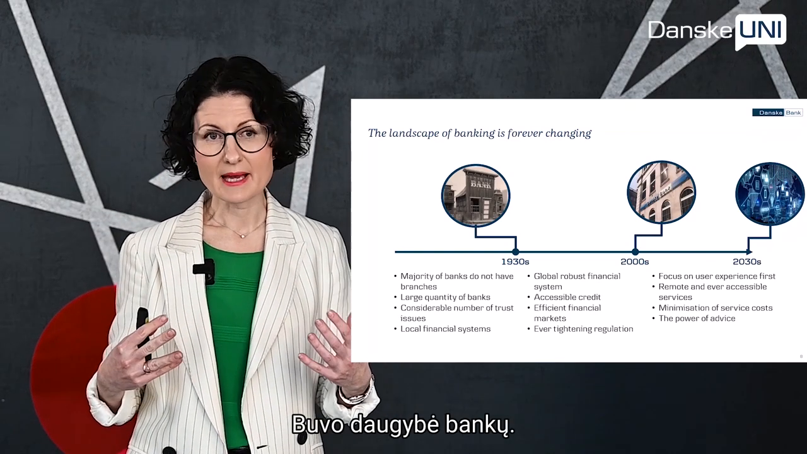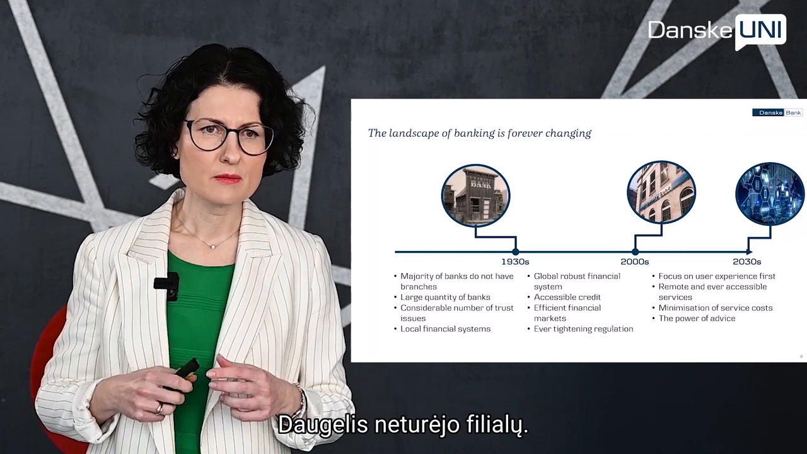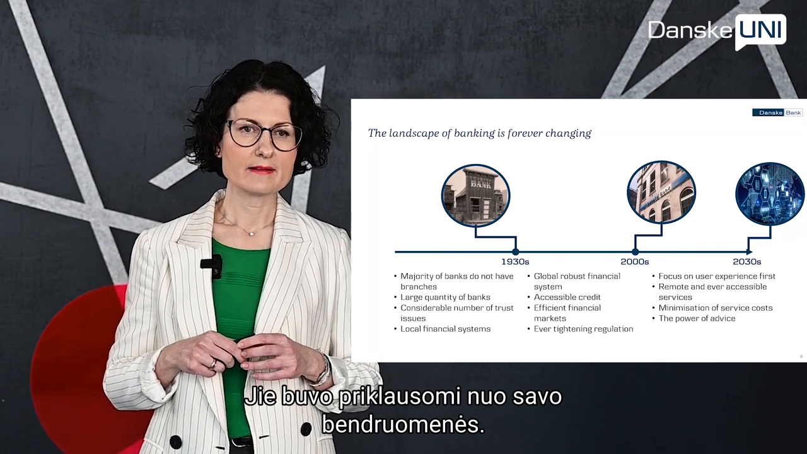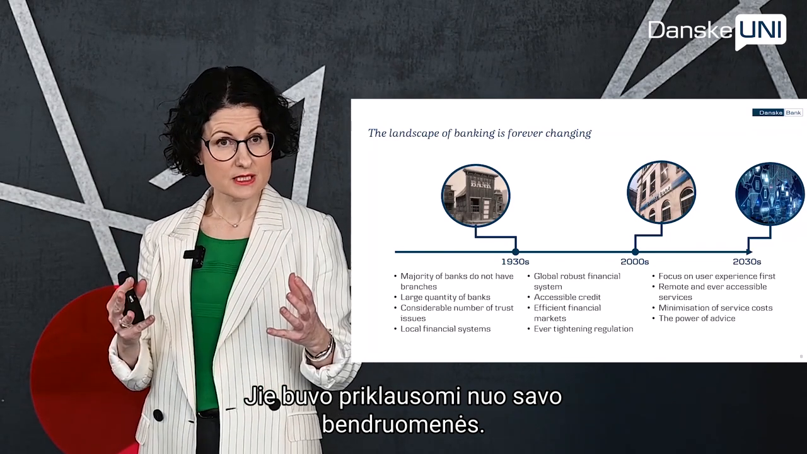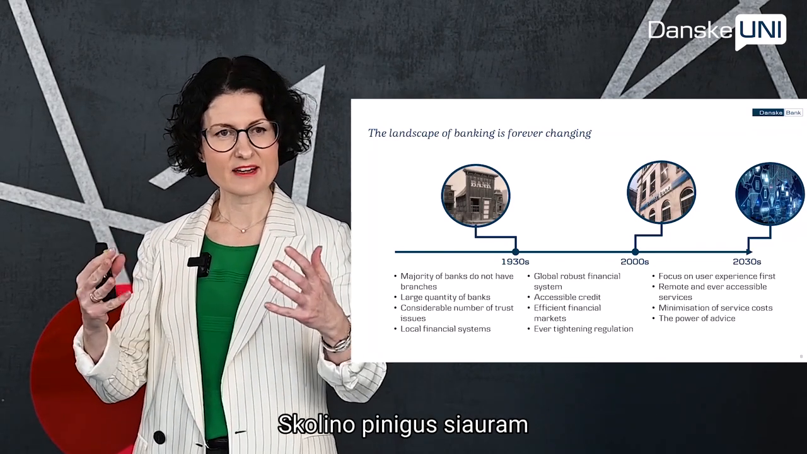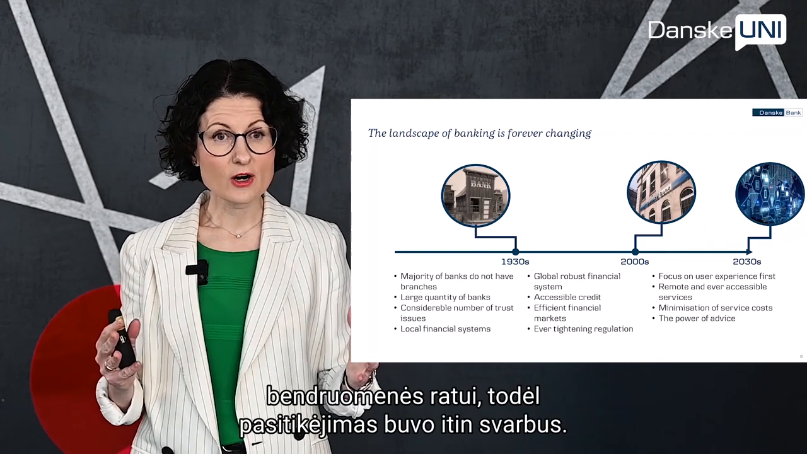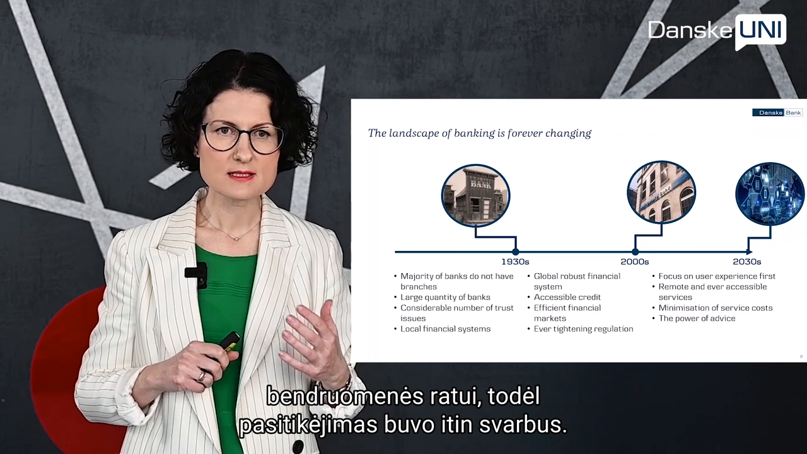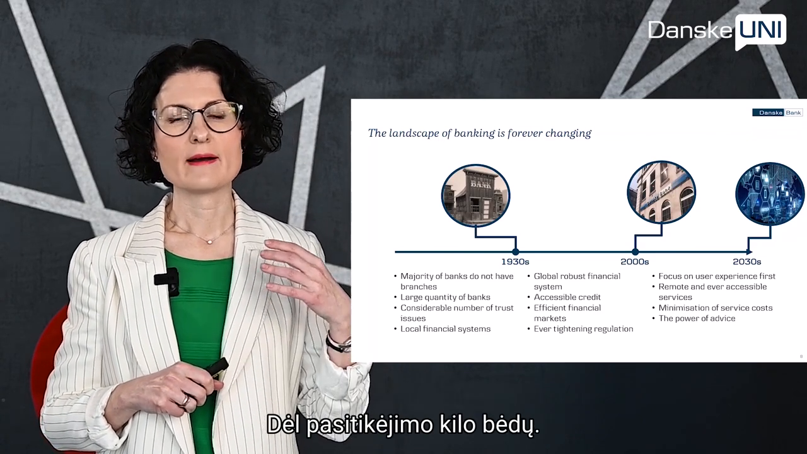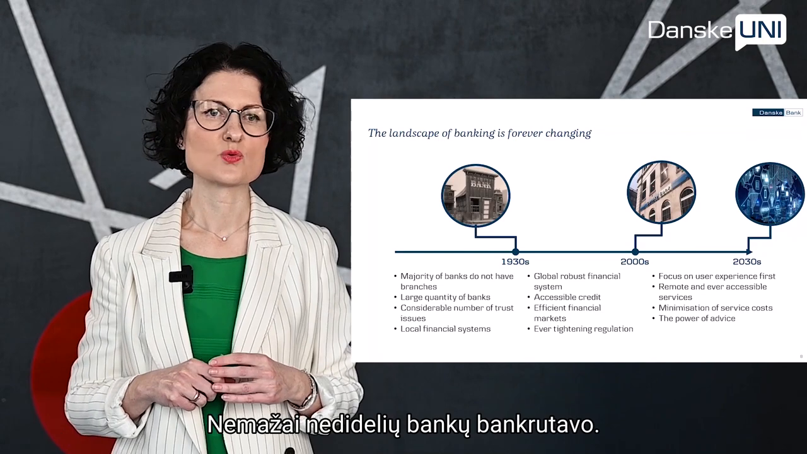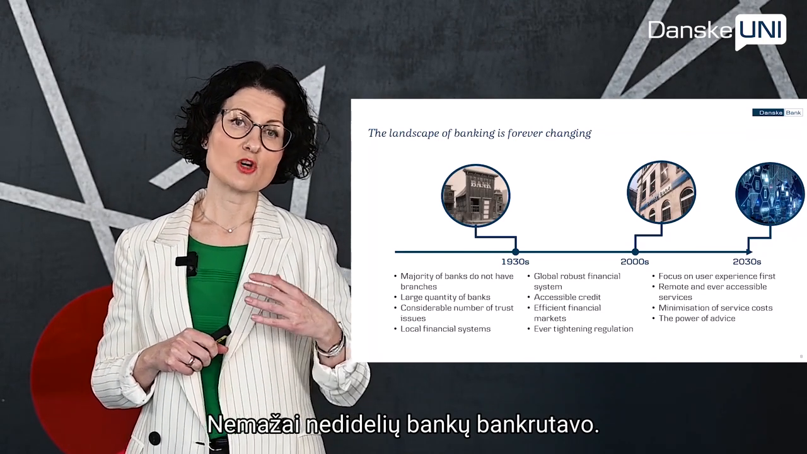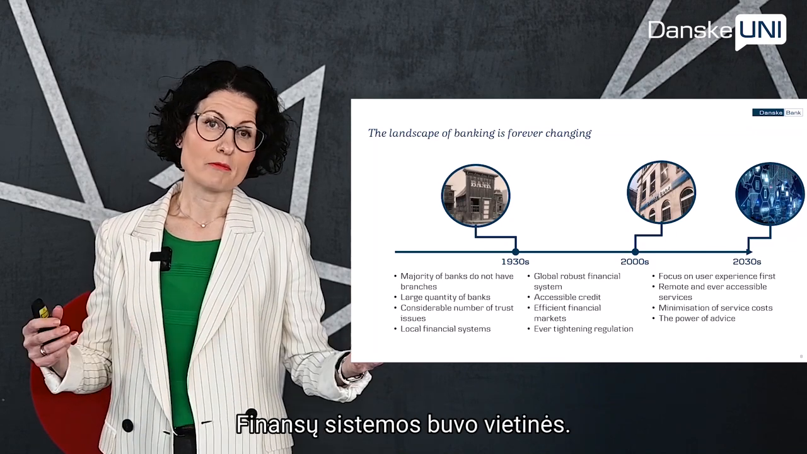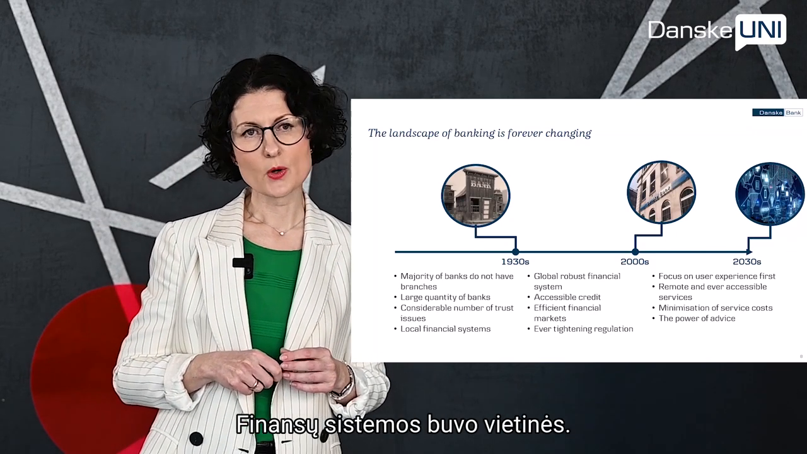There were many, many banks. Most of them would not have branches. They would be relying and dependent on their communities. So in a way, they were lending funds to their narrow community members. And that is why trust was so important. That is why there were trust issues. That is why there were so many bankruptcies of those small banks. And obviously, financial systems were rather local.